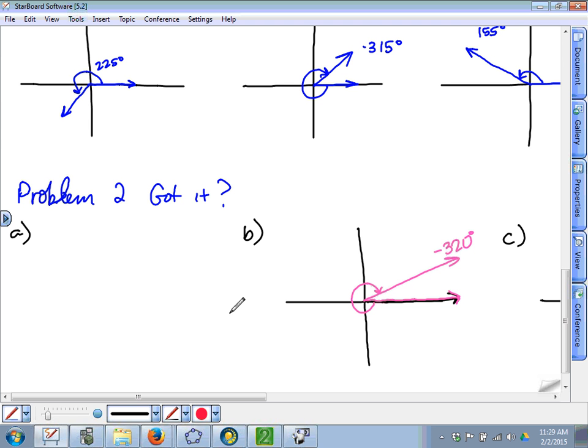One thing you've got to be sure of is not just that you have the same picture, but that you have your angle measures drawn in the correct orientation. It's got to be either counterclockwise or clockwise.